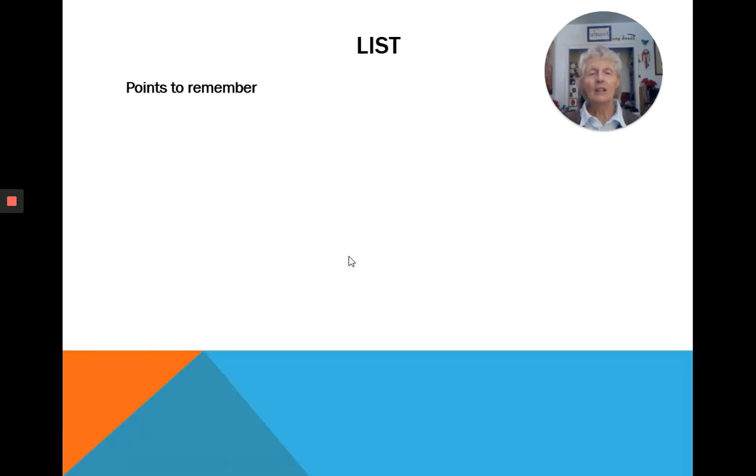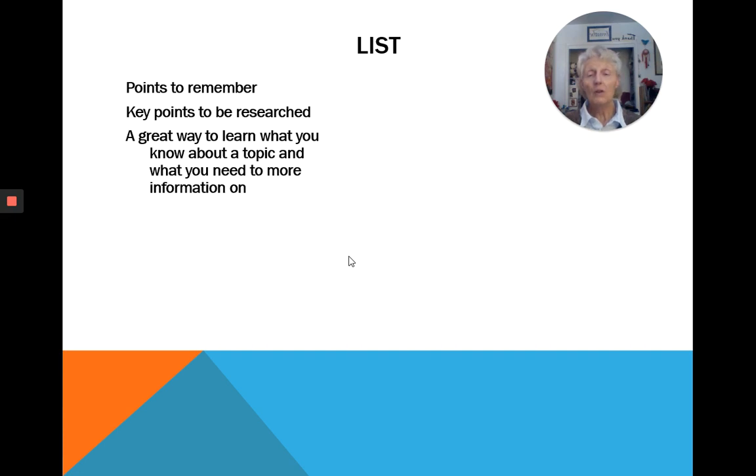For the list, I know that it's points that need to be remembered, key points that maybe I need to research, or it might be a great way to help figure out what I know about a topic and what I need more information on. The nice thing about a list is that it's really easy to rearrange the order of the information.